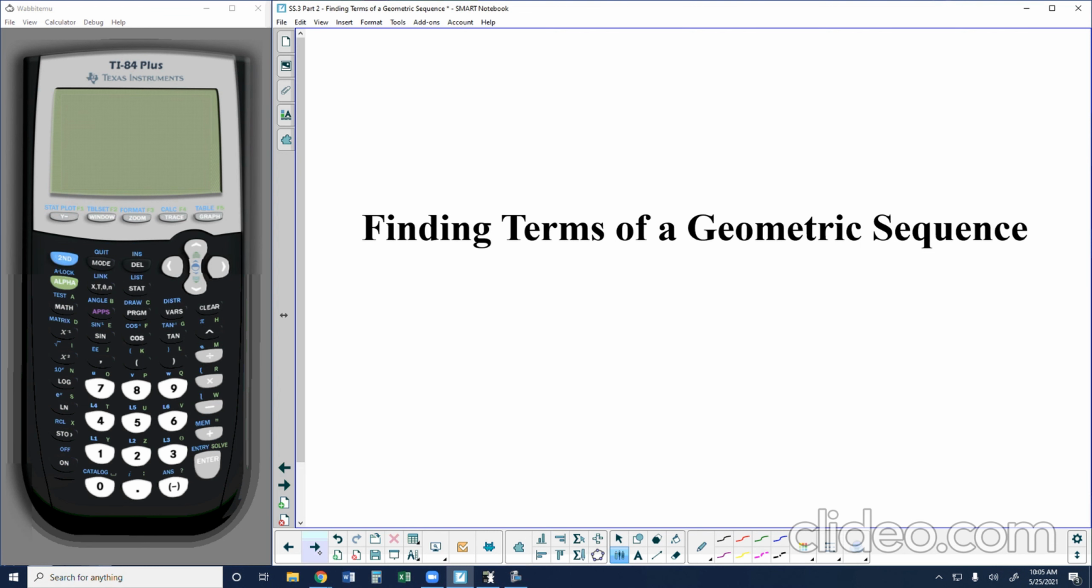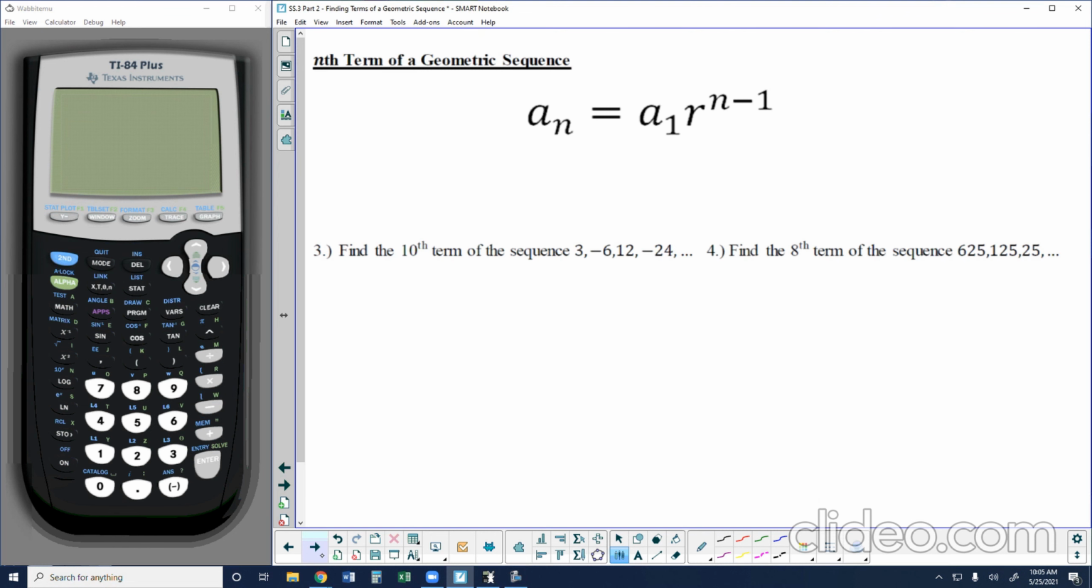In this video, we are going to take a look at finding terms of a geometric sequence. So if you haven't watched the previous video, the introduction to a geometric sequence, make sure you do so you understand the background knowledge that's going to be covered in this video.